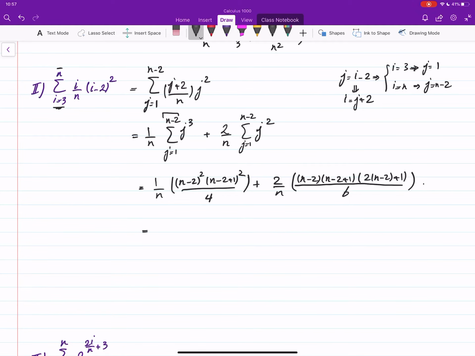Let me just write a little bit more simplified version. For example, this will be (n minus 2) squared times (n minus 1) squared over 4n, plus this will be 3n in the denominator, (n minus 2)(n minus 1), and then (2n minus 3). That's the other term that we have there. Very nice.